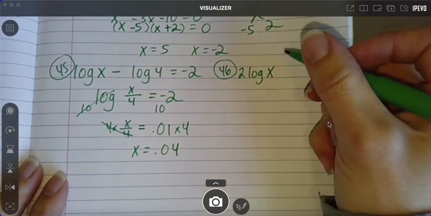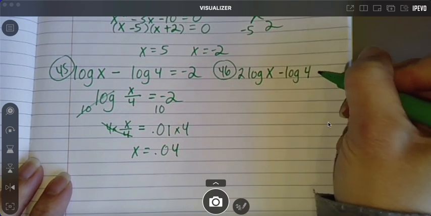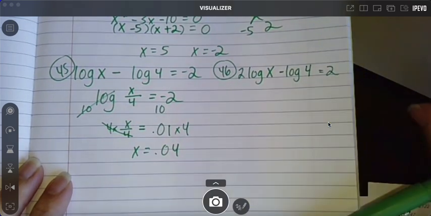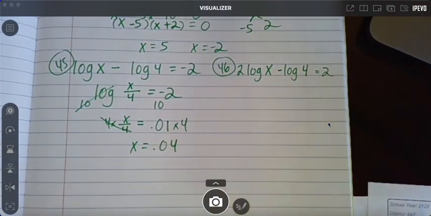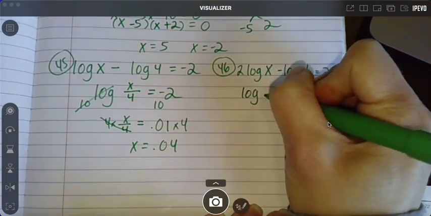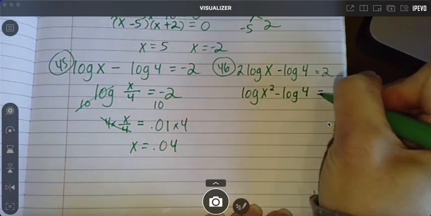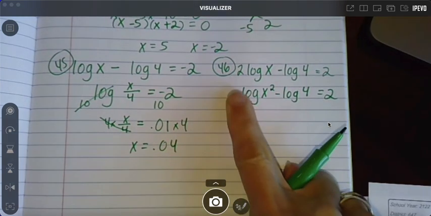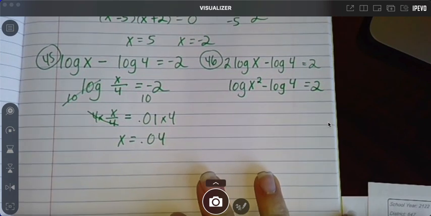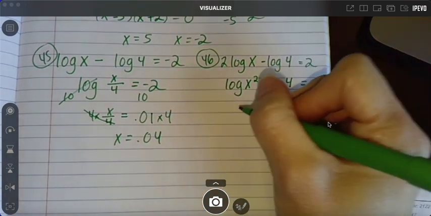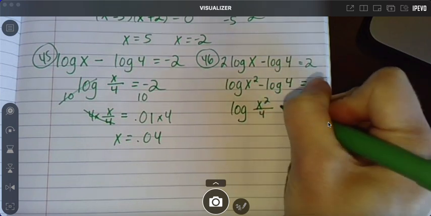2 log x minus log 4 equals 2. What do you do with the exponent? I just told you. What do you do with the number out front? You make it the exponent. So I have log of x squared minus log of 4 equals 2. I just made that my exponent. Then what do I do to combine those two logs? Divide. That's my rule. So I have x squared over 4.